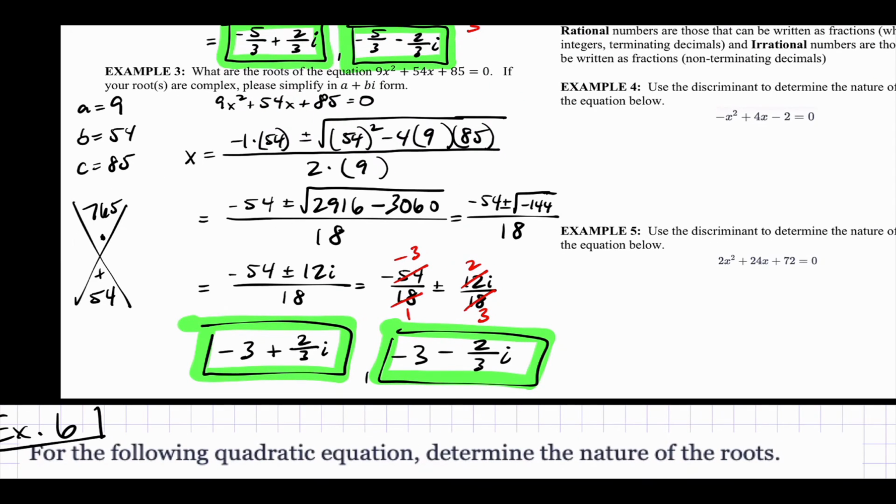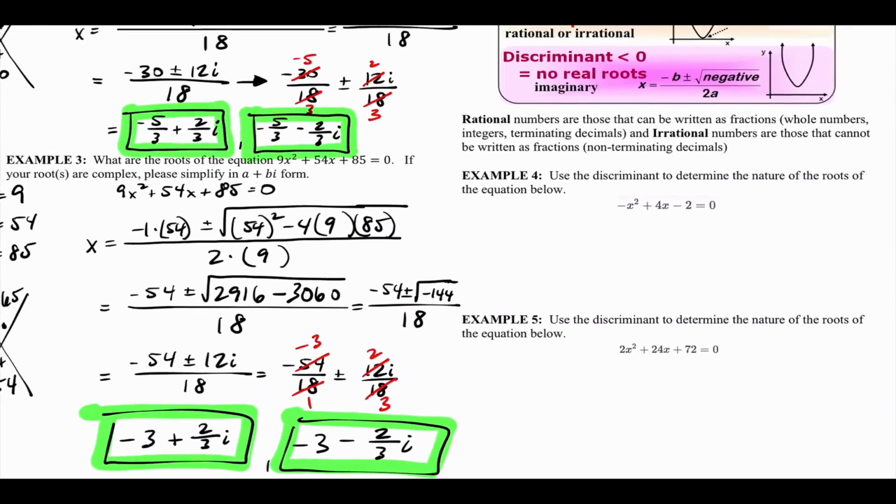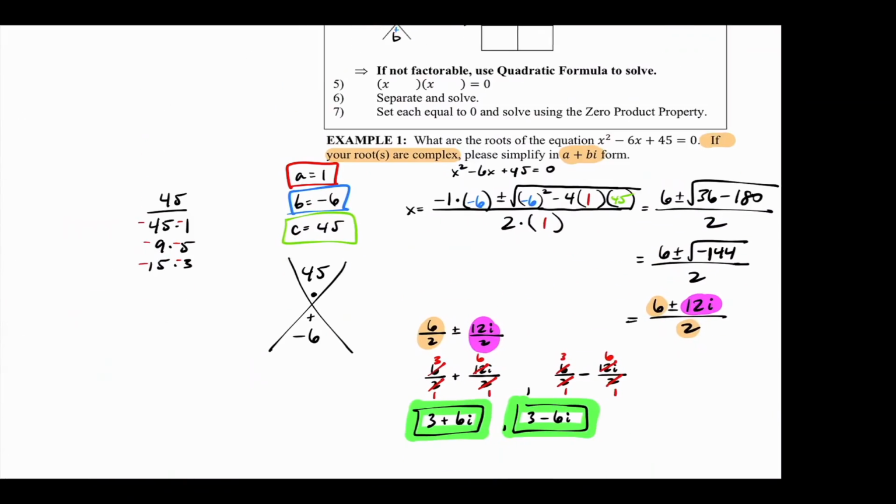Okay, so you have the real part. The real part is -3 for both. Imaginary part's different. One of them is positive 2/3 i, one of them is negative 2/3 i.